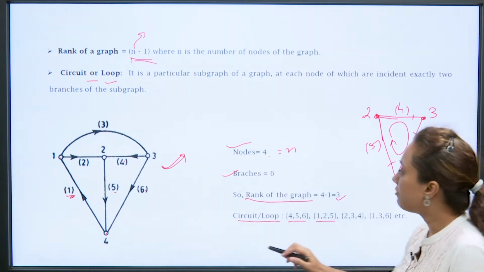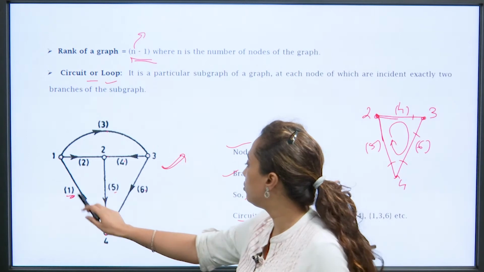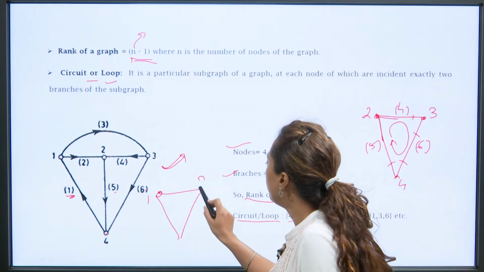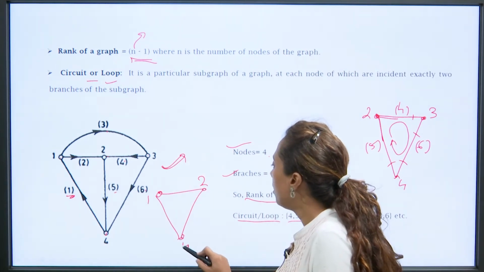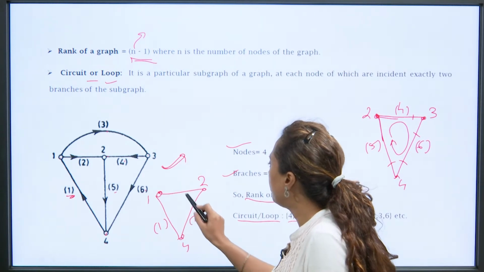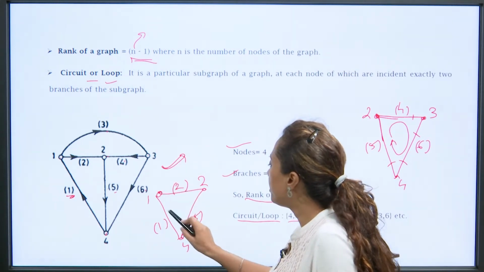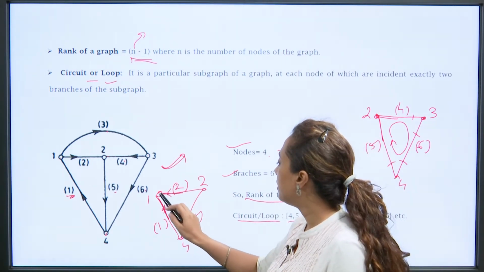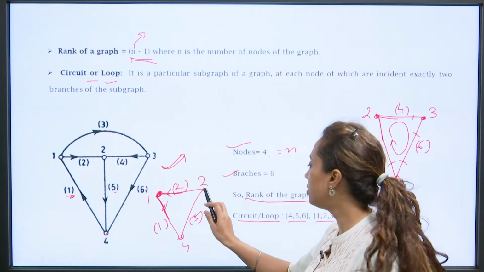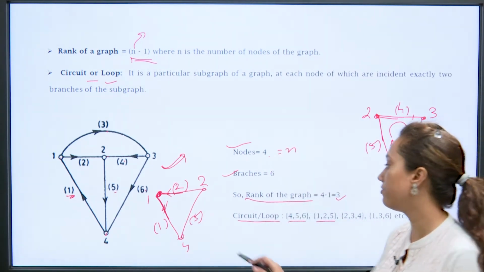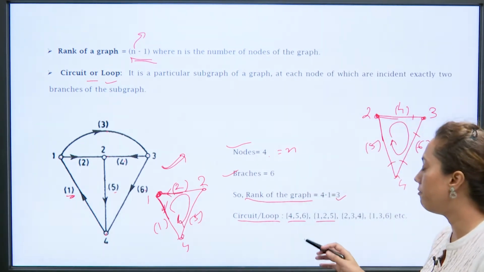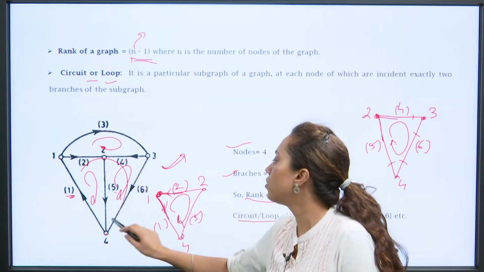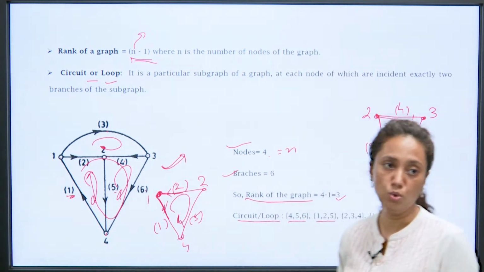Next, 1 to 5 is also constituting a loop. It looks like this. This is node number 1, this is node number 2, this is node number 4 and these are branch numbers 1, 5 and 2. So, each node is having 2 incident branches, meaning these 2 branches are connected with one node. Each node will have exactly 2 branches which constitute a loop. So, this is the way by which we can form a loop. This is a loop, this is a loop, this is a loop, this is also a loop, and similarly this bigger one is also a loop or a circuit, right.